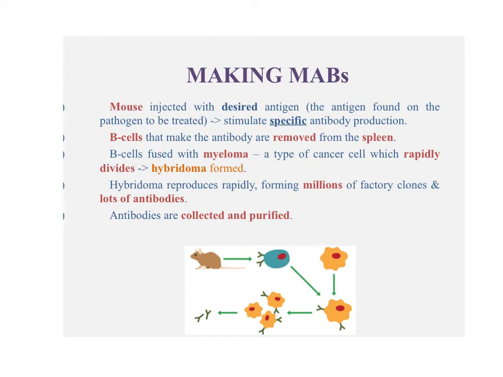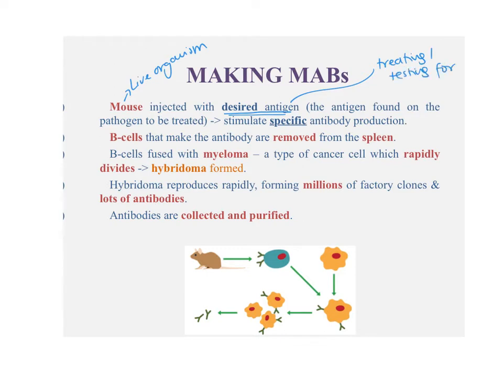Now, before we get anywhere, you need to know how we make those monoclonal antibodies. So we're going to start by taking a mouse. So we're using a live organism and we're injecting it with something that we want to target. We're going to inject it with a desired antigen. And that's the protein that we're going to find on the pathogen that we want to treat or test for. So that's what we're treating or testing for.